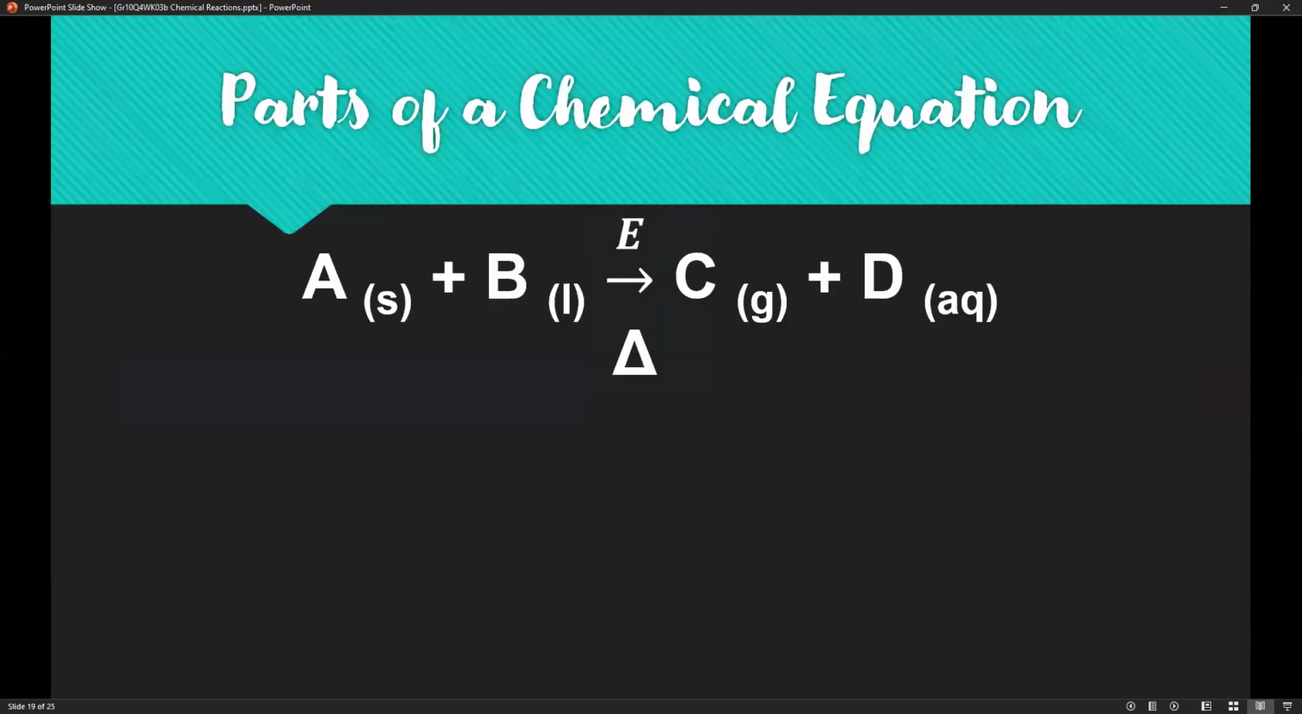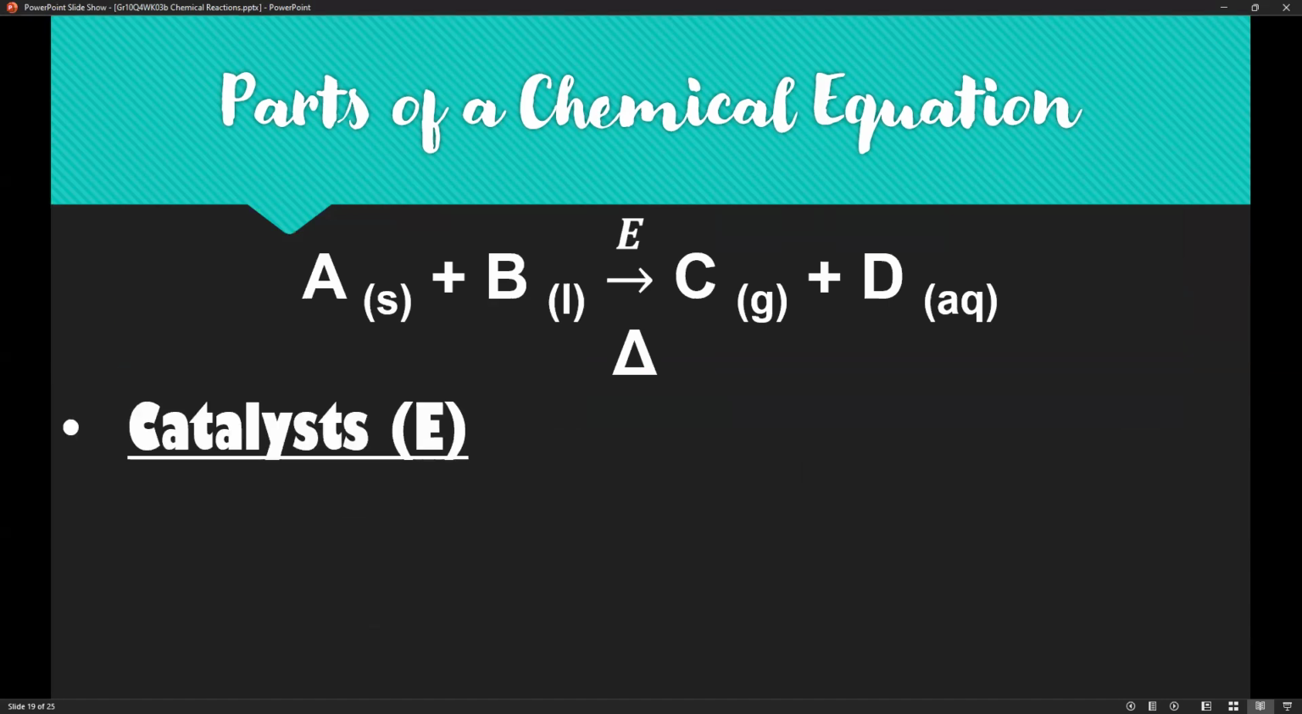Now, going back here, mapapansin nyo, aside from S, L, G, and AQ, the only capital letter we have in the equation is letter E. The letter E stands for the catalyst.